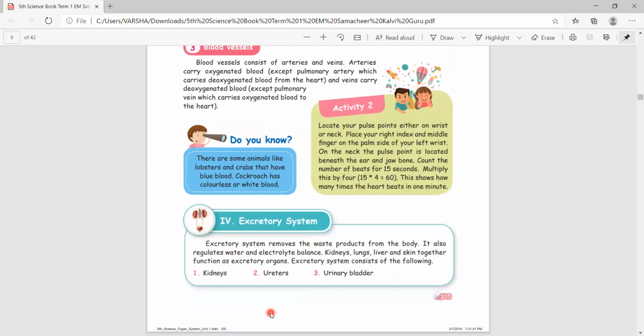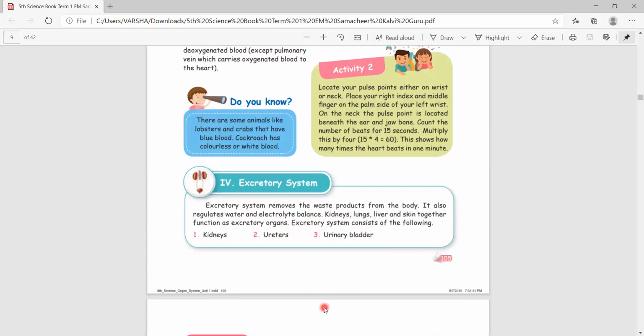Next we are going to study the excretory system. The excretory system removes waste products and waste water from our body, and regulates water and electrolyte balance. Kidneys, lungs, liver and skin together function as excretory organs, and this system consists of three parts: the kidneys, ureters, and urinary bladder.